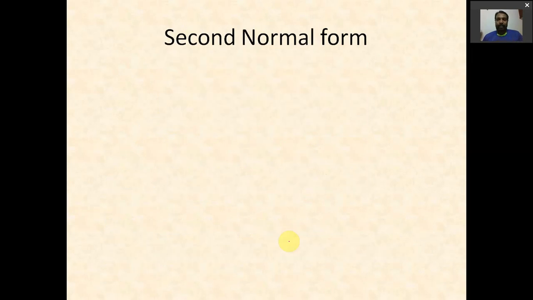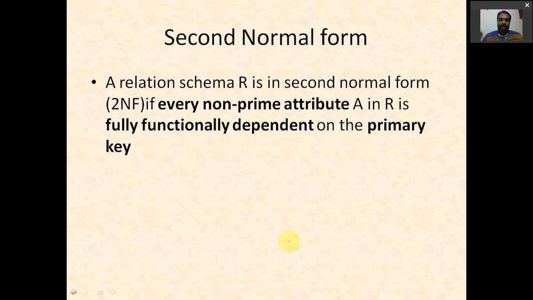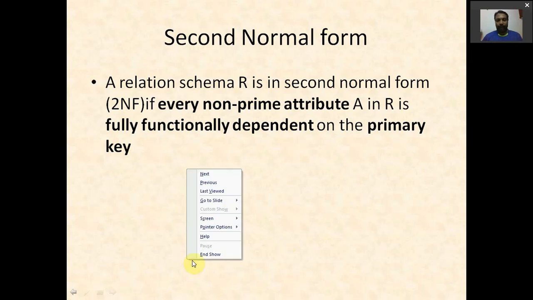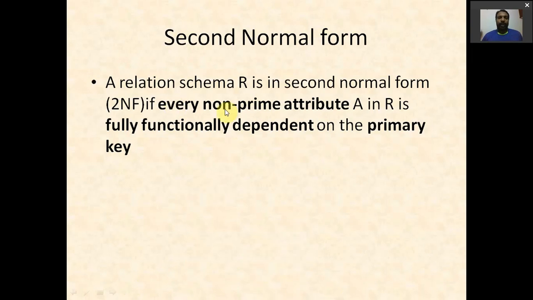So we'll define what is second normal form. A relation schema is in second normal form if every non-prime attribute A in R is fully functionally dependent on the primary key. So we have to check each and every table, and in every table the non-prime attributes should be fully functionally dependent on the primary key. Then we can say the tables are in second normal form.